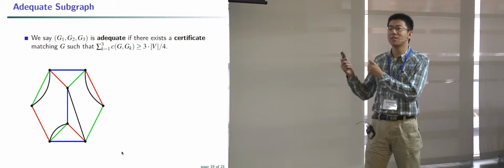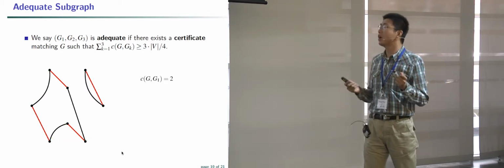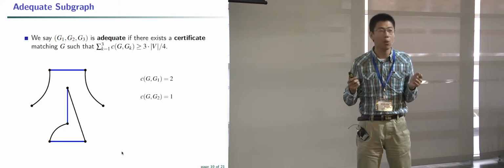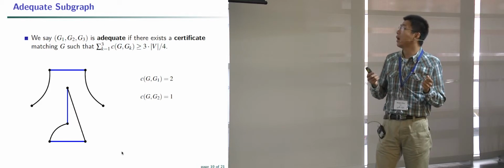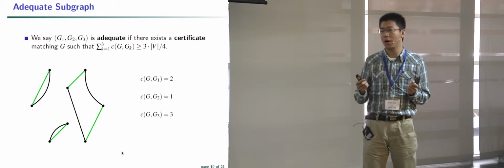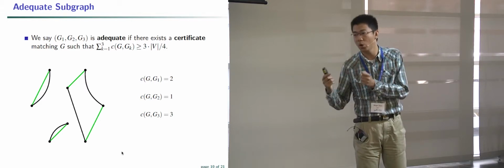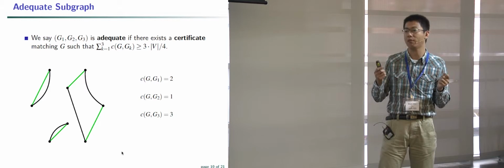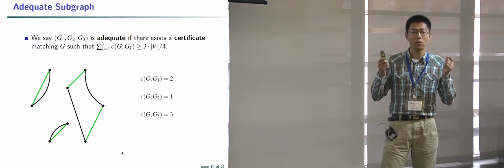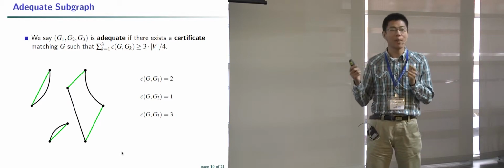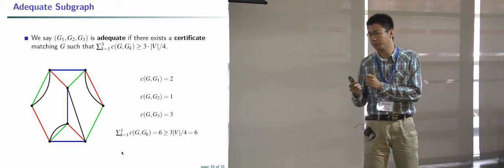Then we count the number of cycles. Between the black matching and the red matching, we have 2 cycles. Between the black and the blue one, we have only 1 cycle; the path is not counted. And for the black matching and the green matching, we have 3 cycles. So in total we have 6 cycles, which is no less than 3/4 times 12. That means these 3 given matchings are adequate, and this black matching is a certificate.